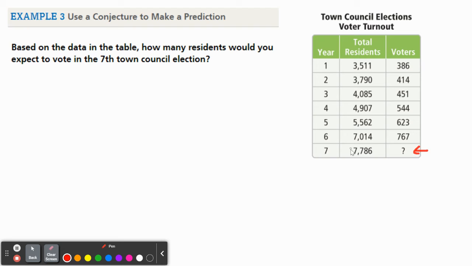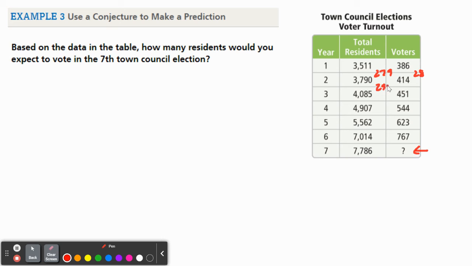So what I did in this problem was I looked at a couple different ideas. I looked at how the residents change and the votes change. So if you were to take 3511 and subtract it from 3790, you would get 279. And if you subtracted 386 from 414, you would get 28. Do the same thing here: 4085 minus 3790, I get 295.